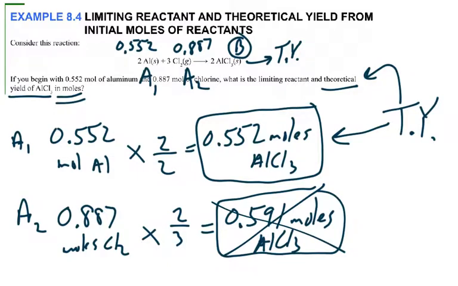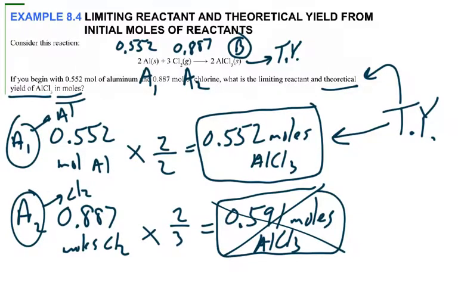Now, there's another question we want to answer. Which reactant gave us the lower answer? Was it when we used aluminum, which is A1, or was it when we used chlorine? Well, we got the lower answer when we used aluminum. So, aluminum is the limiting reactant. This would be the equivalent of the burger patties. And chlorine is going to be the excess reactant. This is the equivalent of the buns. In other words, there's going to be chlorine left over after this reaction occurs. This is how you do a simple mole-to-mole limiting reaction problem.